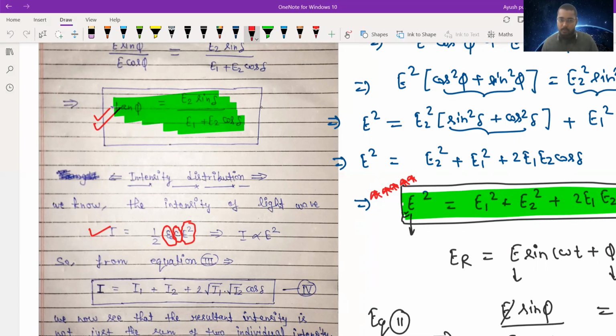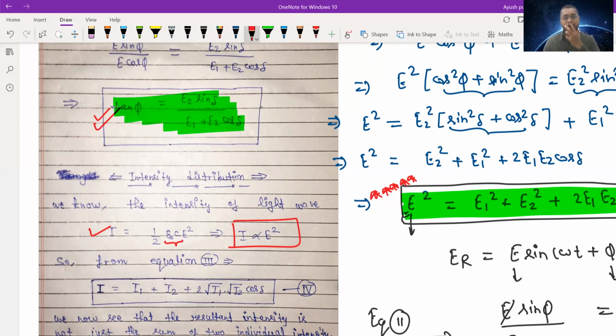From this, you can clearly see that C and epsilon naught for one medium are constant. Epsilon naught will be constant, and C will also be constant. Great. So what will the intensity depend on? Intensity will depend on E, right? That's why the intensity is proportional to the square of the amplitude.